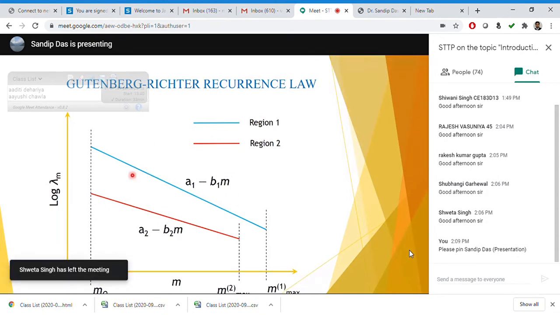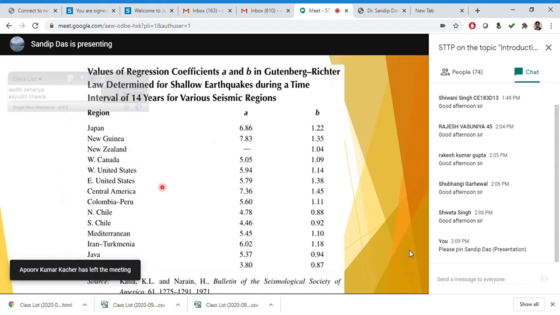For the time being, let us see what the typical A and B values are to get some idea. For that, there is a table. It is taken from the source, which is written below. Now you see for various regions, country-wise, you can see the values of A and B. So you can get some idea about the typical ranges for A and B values that you will get if you carry out this regression analysis to get your A and B from the complete catalog data.